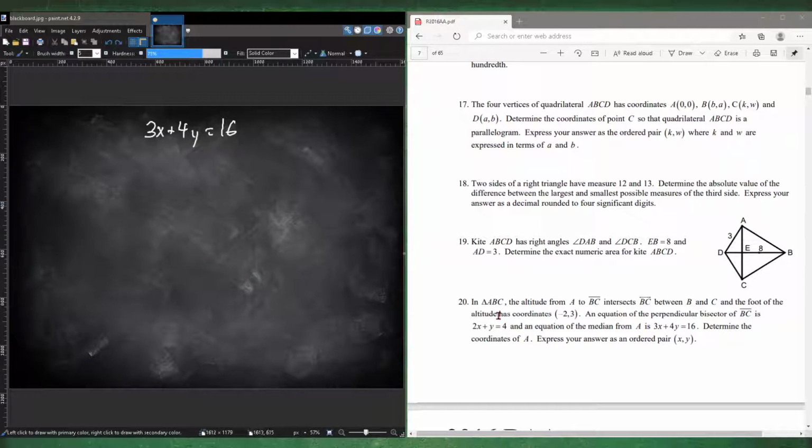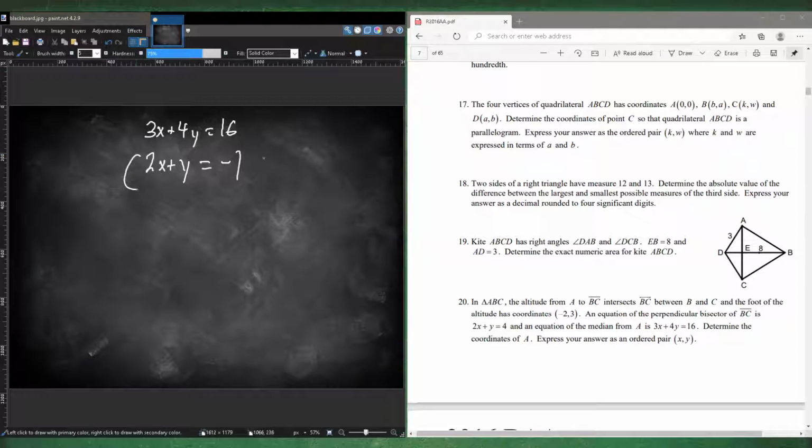So we could say 2x plus y is the equation for our altitude. Now we just need to find the value that it goes through. Well, I know it goes through -2, 3. So we plug in -2, 3 here. That's -4 plus 3, which is -1. Now we just need to find the intersection, and that will give us our coordinates for A.